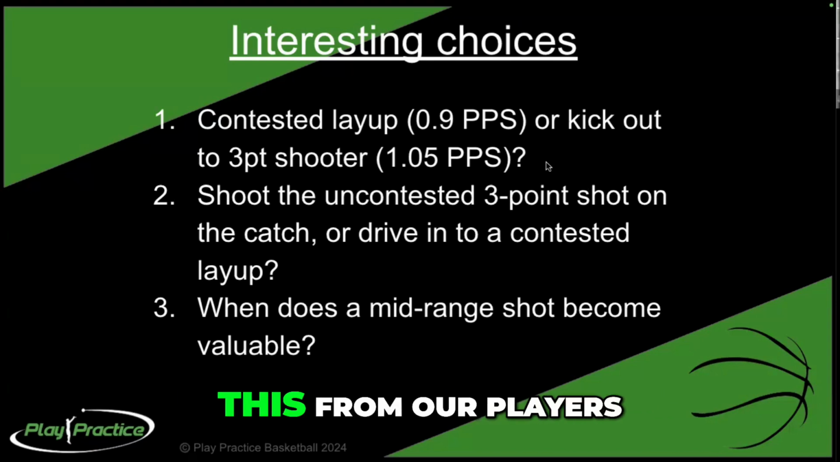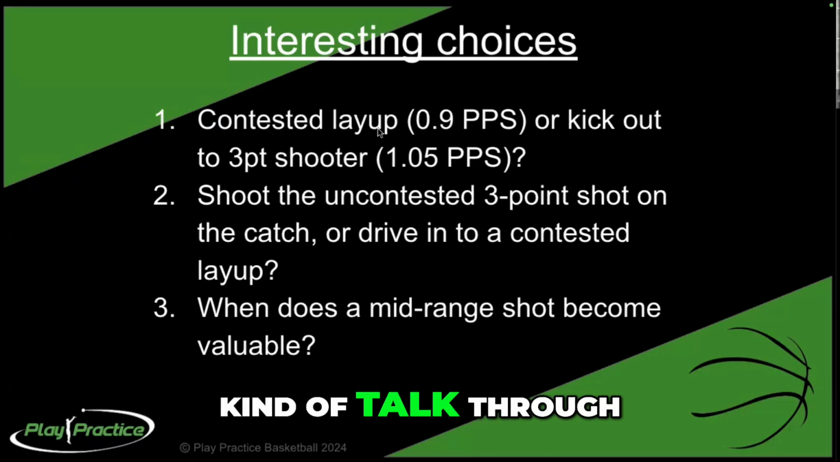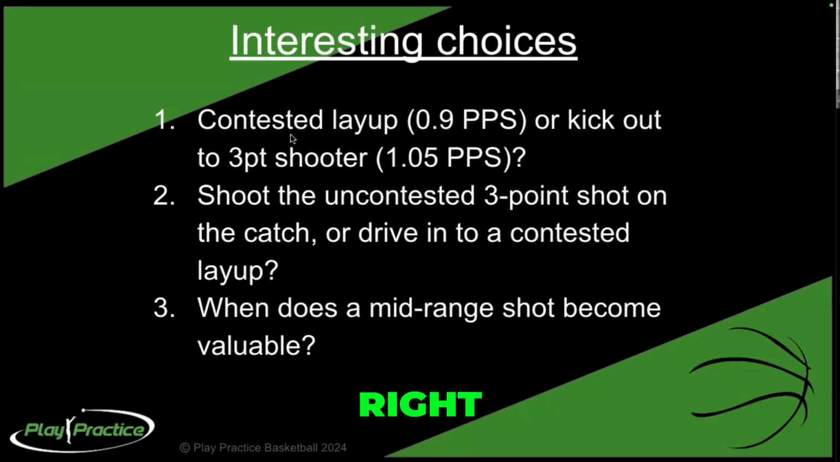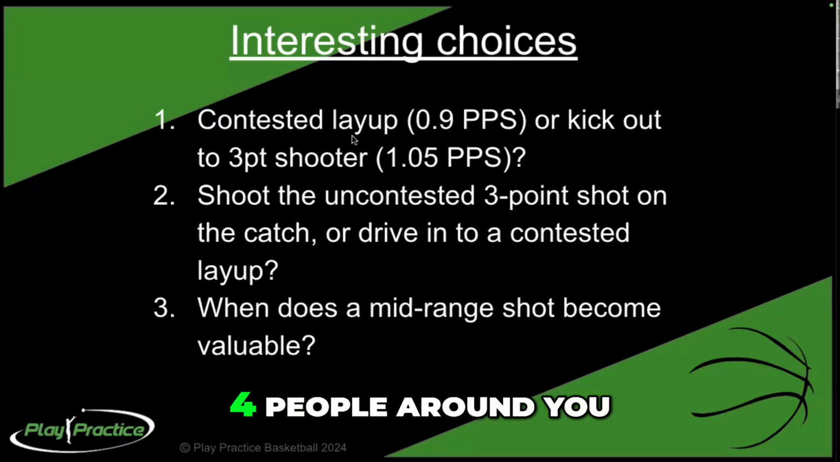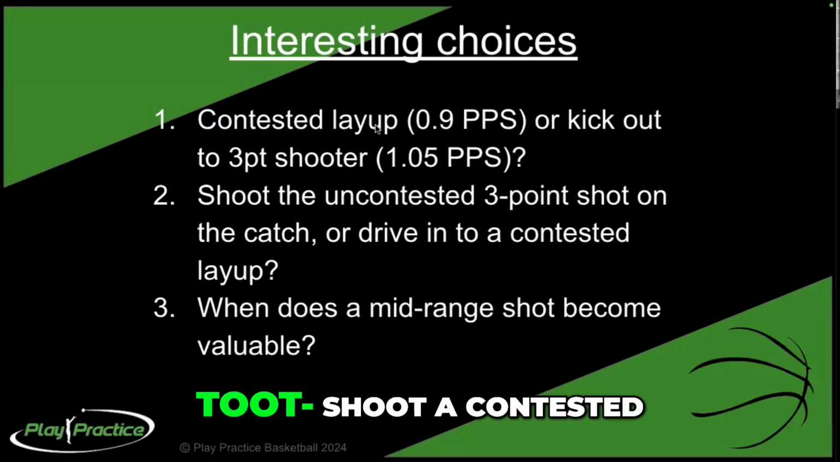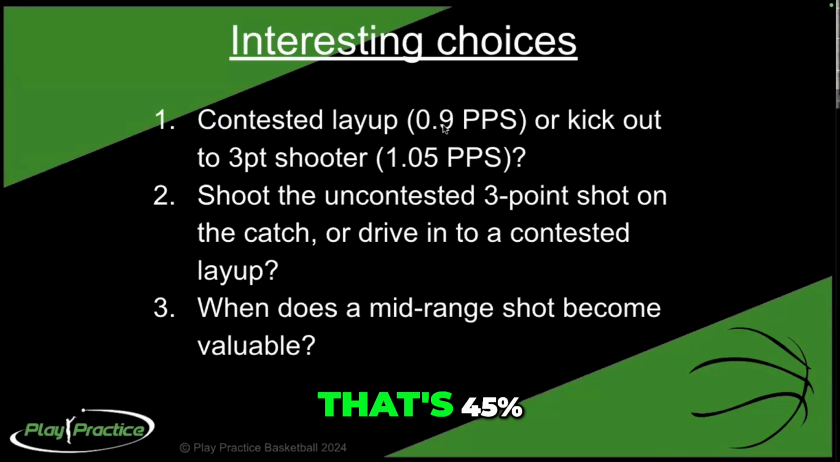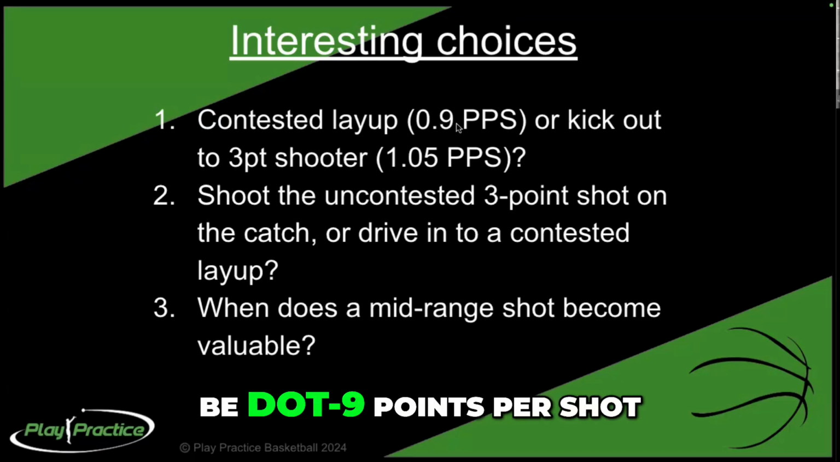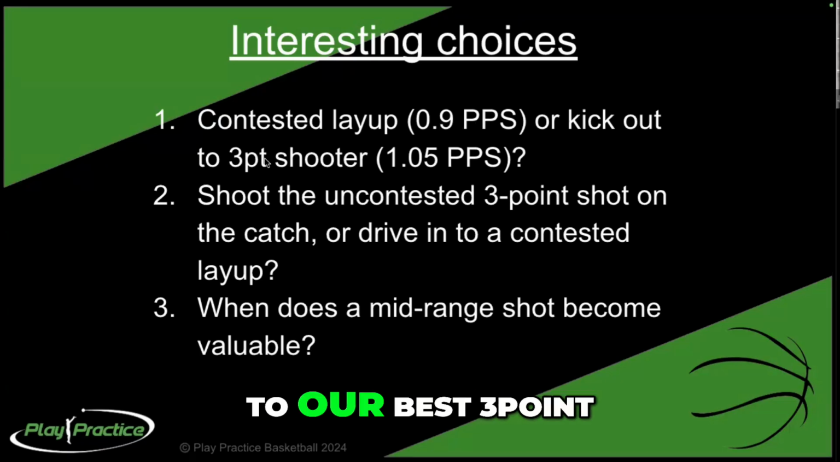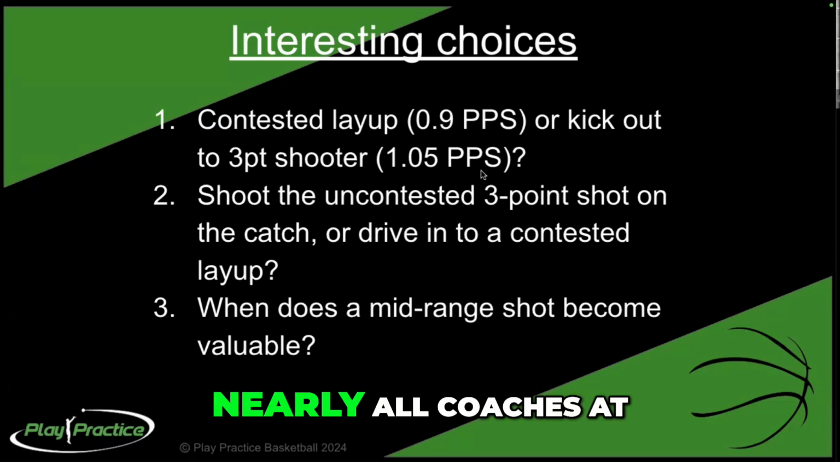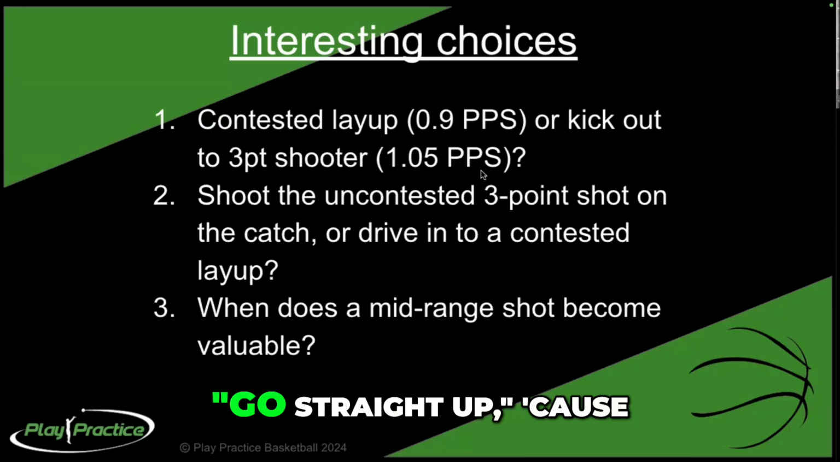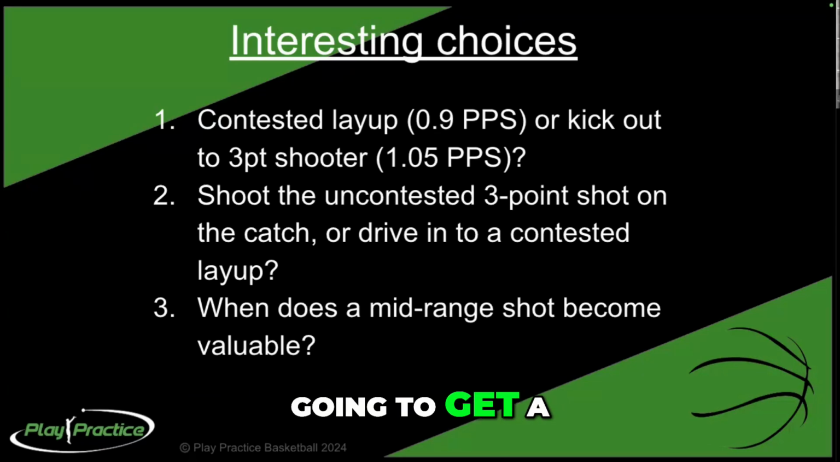So I actually borrowed this from our players course to talk through with you guys. Interesting choices, right? Let's say you have an offensive rebound with 4 people around you in the paint, and you're about to shoot a contested layup, that's 45%, what we just talked about in the paint. A 45% layup is going to be 0.9 points per shot, or kick it out to our best 3-point shooter that's making 1.05 points per shot, right? Nearly all coaches at all levels would say go straight up because we're hoping that we're going to get a made shot and a foul and an extra free throw.